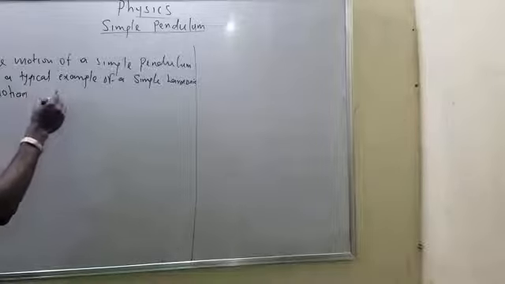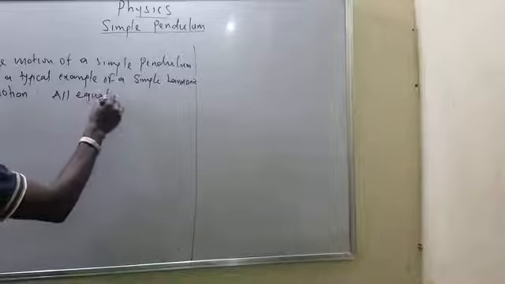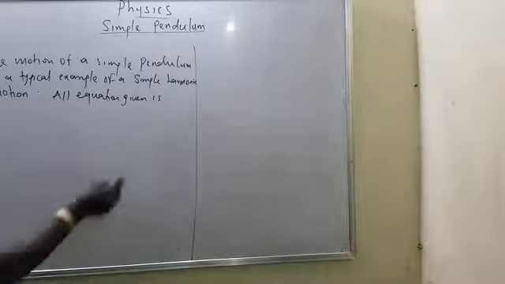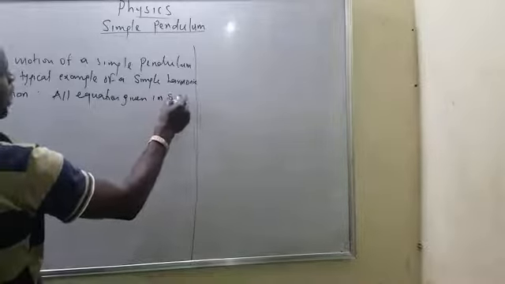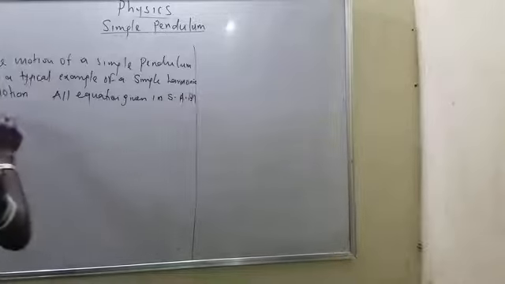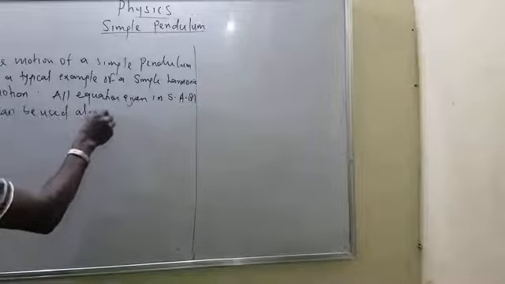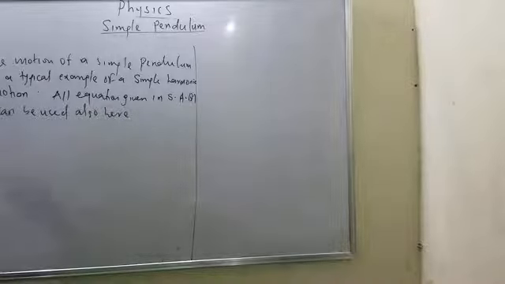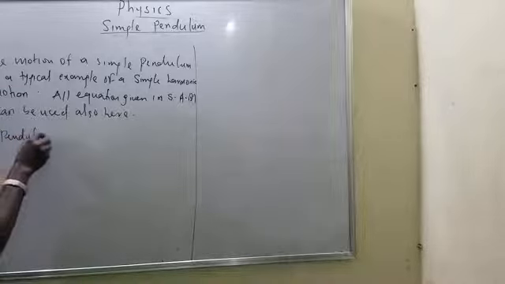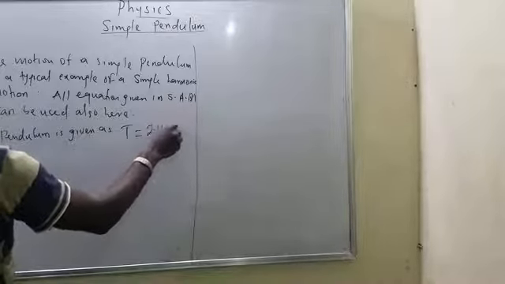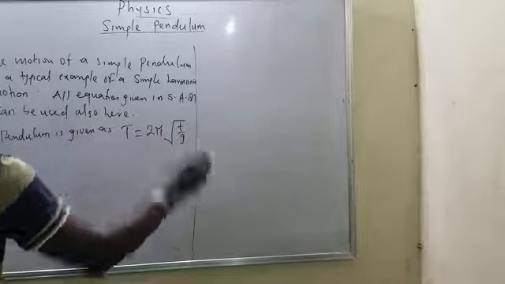Simple harmonic motion. All the equations given in simple harmonic motion can be used also here. Now, for instance, the period of a pendulum is given as T equals 2 pi root of L all over g, which I've done all this earlier.